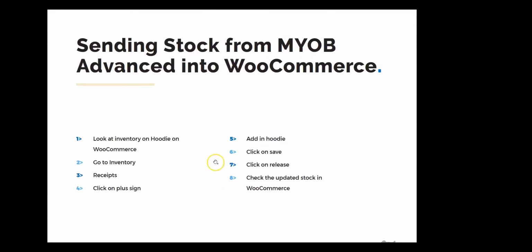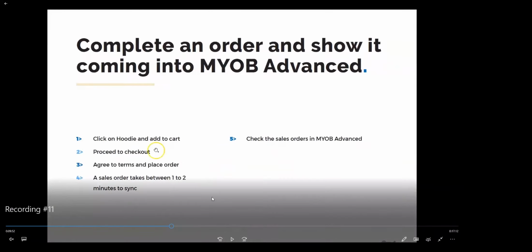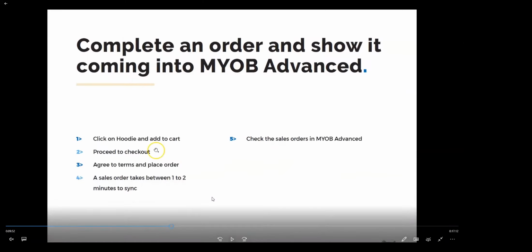And we're just going to summarize that soon. Here we go. So what we did is we clicked on a hoodie, added it to the cart, went to the checkout, agreed on terms and conditions. Sales orders normally take between 1 and 2 minutes, so we just had to wait that time out. And of course, then we checked that the sales orders are in MYOB Advanced.